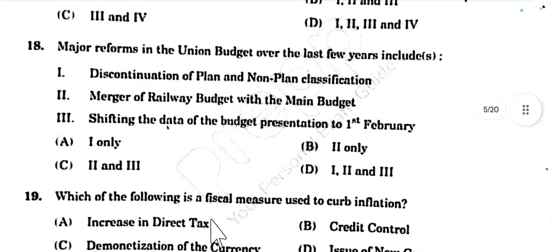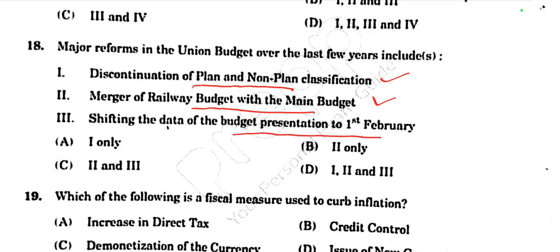Then come to question number 18. Major reforms in the Union Budget over the last few years include discontinuation of plan and non-plan classification. Yes, this is true. Then merger of the railway budget with the main budget. Yes, this is also true. Then shifting of the date of the budget presentation to 1st February. Yes. Now there is no plan and non-plan classification of expenditure. This is true. So these all are true according to the Union Budget.